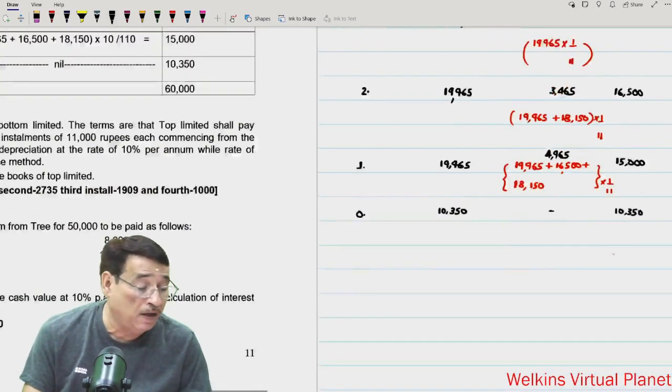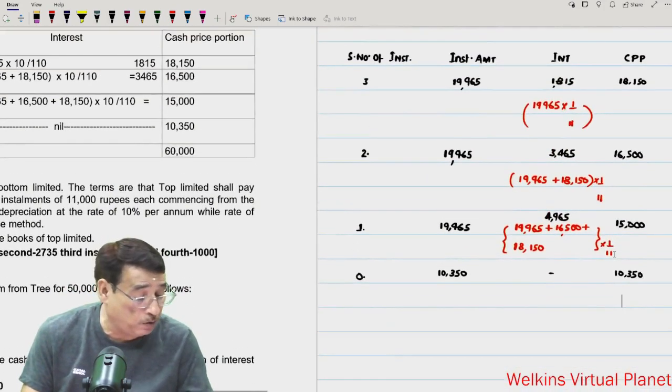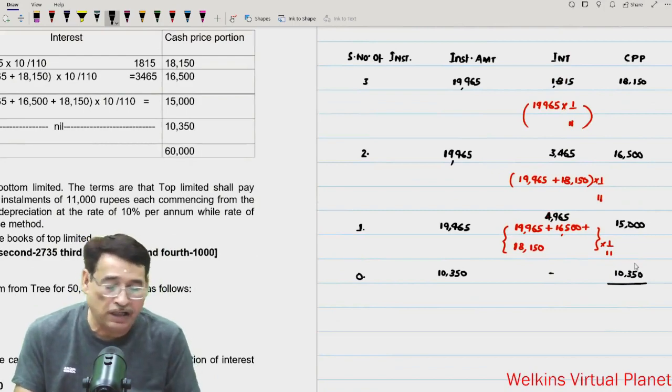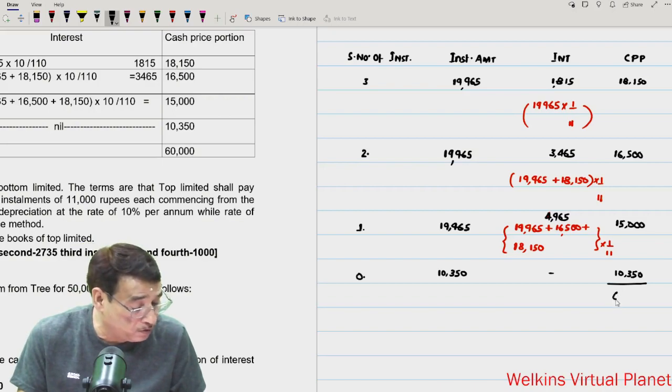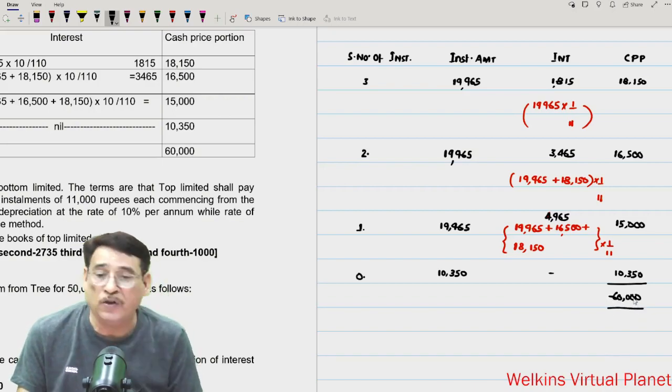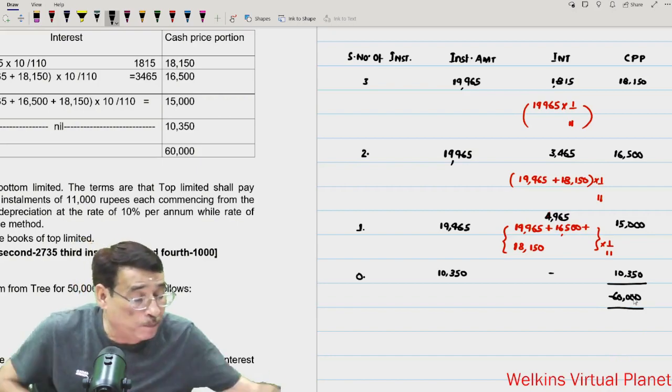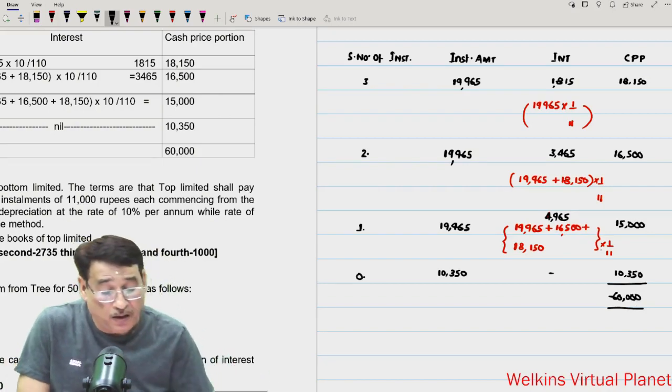Is it clear? Now if I am going to add all the cash price portion, that will let me know the cash price. So cash price is 18,150 plus 16,500 plus 15,000 and plus 10,350, that is 60,000. So 60,000 will become your cash price. Is it clear to you or not? Now you can prepare the account also. Is it clear?